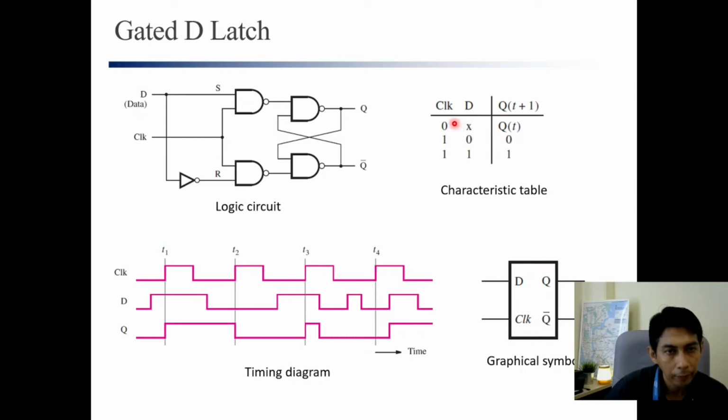When we have no clock, the output will not change. And when we have clock, when the input is 0, the output is 0. And when the input is 1, the output will be 1. So it will propagate the input to the output. And the D latch is very important in digital systems, especially in microprocessors. We use the D latch rather than SR, right? And this is the timing diagram of the D latch, and this is the symbol.